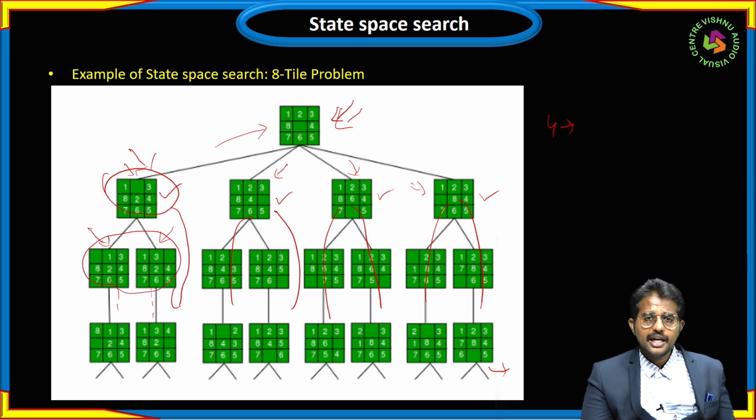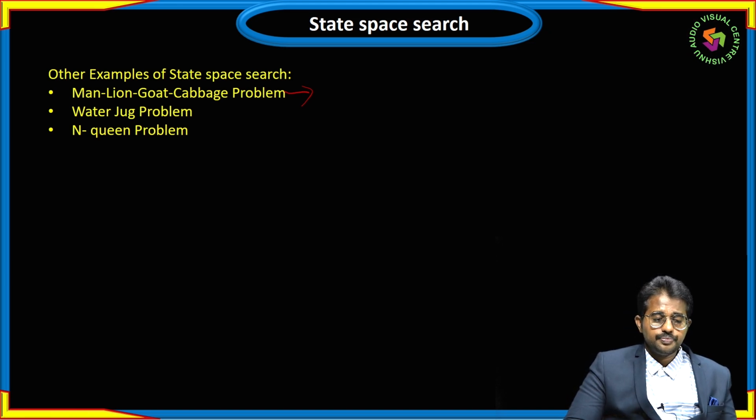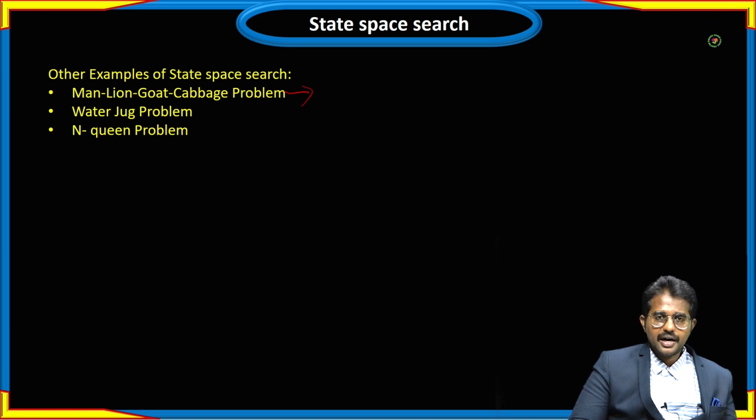So this is the 8 tile problem. Other examples of state space search algorithms are the man-goat-lion-cabbage problem, the water jug problem, and the n-pin problem.